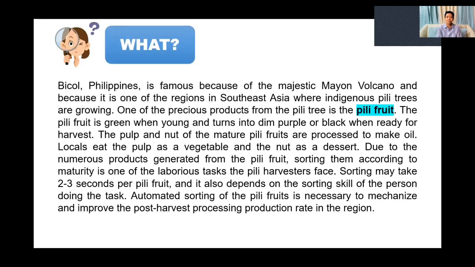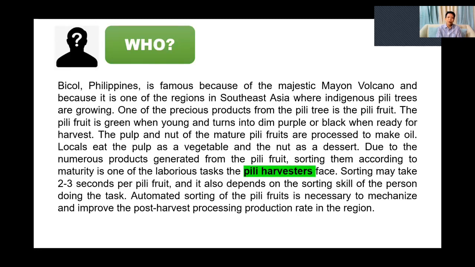So the next one. The next W that we have encountered in the passage is the what. And the what here is the pili fruit. My research goal is to focus on the pili fruit and not on other parts of the pili, such as the pili tree or the leaves, the bark, and so on. And this idea also gives the reader emphasis on what to expect as researchers and product.